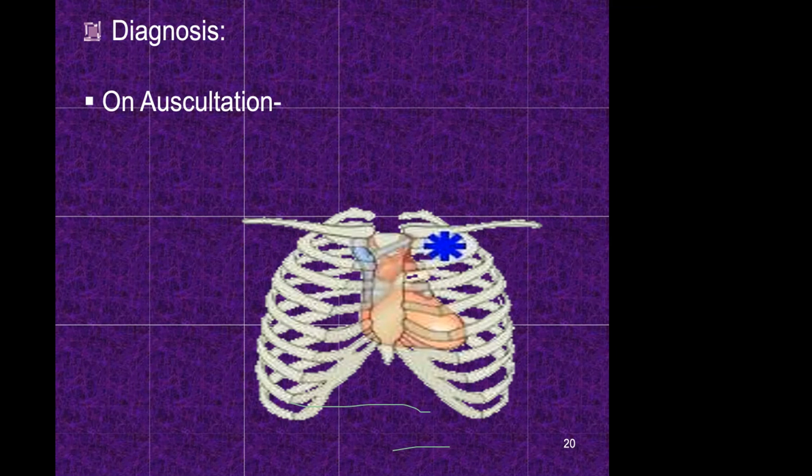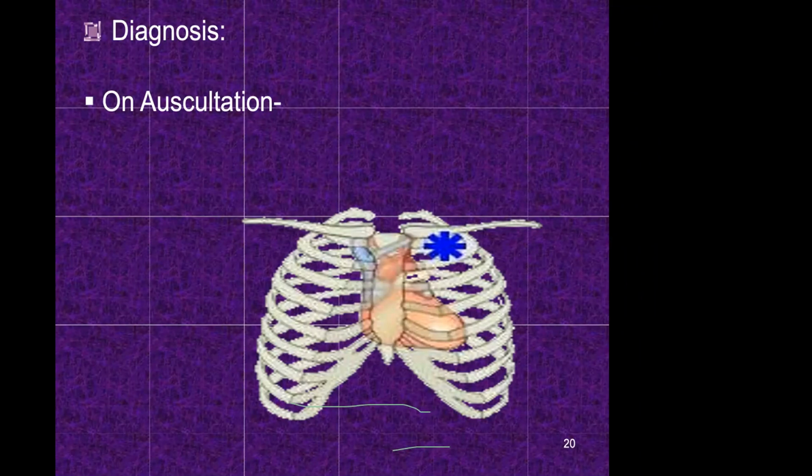So where do you auscultate the murmur? There's already a blue star for you. No one wants to take this blue star. So there will be what is called a continuous machinery murmur in the left infraclavicular region.